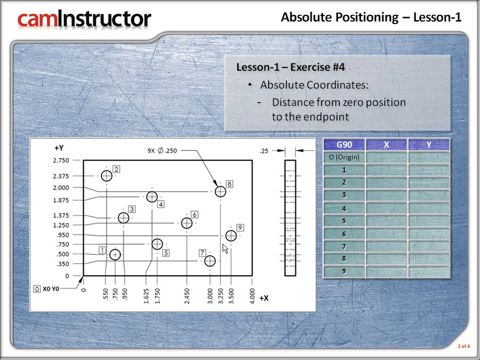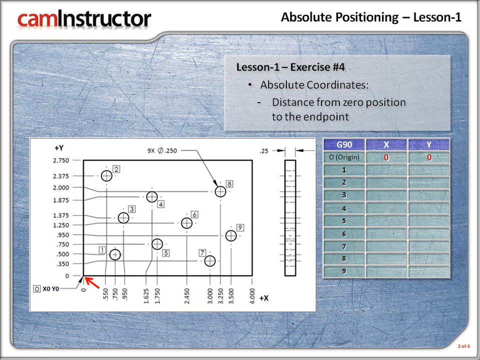Now G90 is the code to let the CNC machine know that the coordinates are in absolute, and absolute coordinates are measured from the 0 position. The origin X0, Y0 is located at the lower left of the part. So for our origin, X0, Y0. Now let's start to figure out the hole positions for 1 through 9.